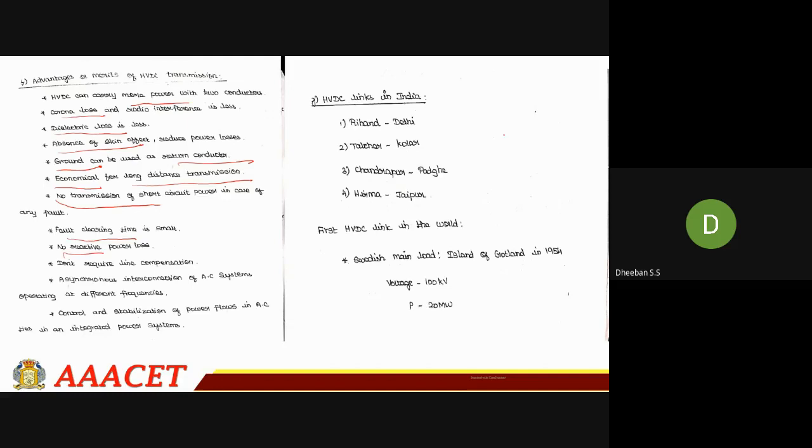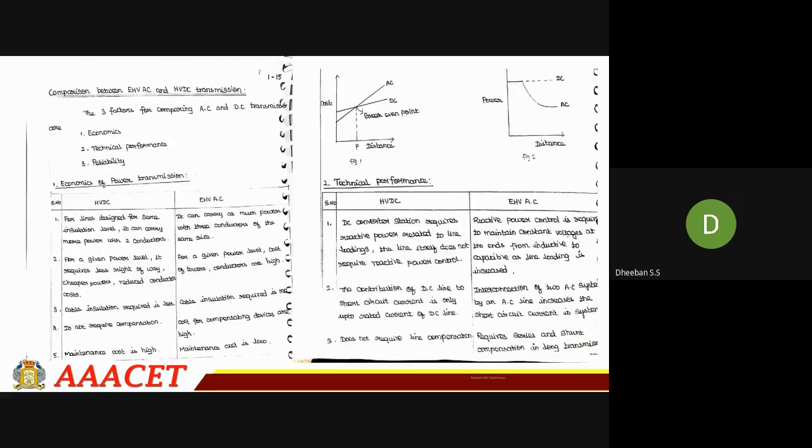So here, some of the HVDC links can just be gone through. The first HVDC link was in Sweden, for a voltage of 100 kV and a power of 20 megawatt.